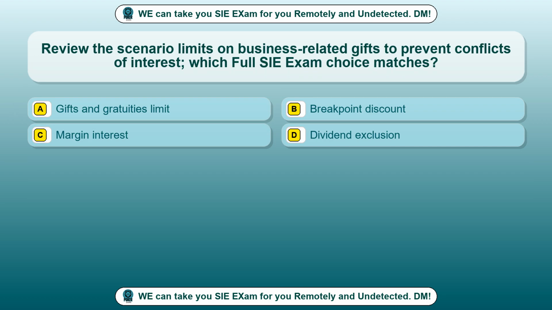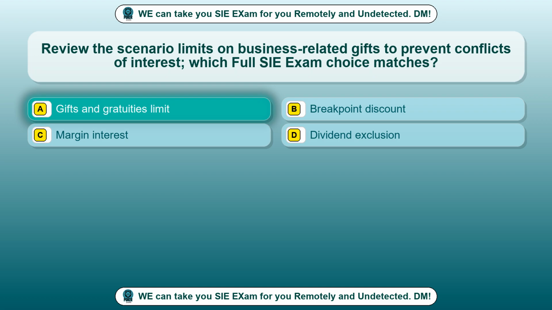Question 8. Review the scenario: limits on business-related gifts to prevent conflicts of interest. Which full SIE exam choice matches? Option A, gifts and gratuities limit. Option B, breakpoint discount. Option C, margin interest. Option D, dividend exclusion. The correct answer is option A, gifts and gratuities limit.